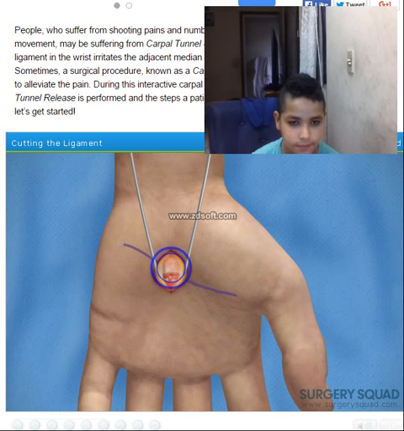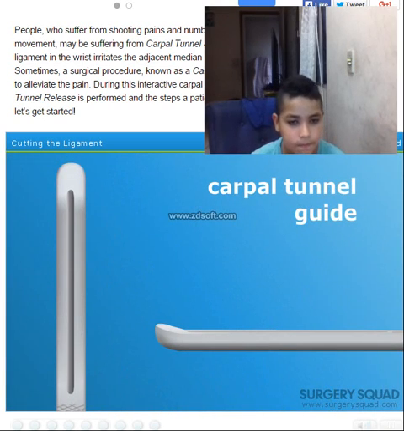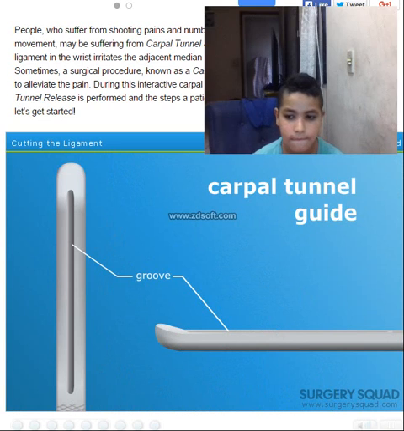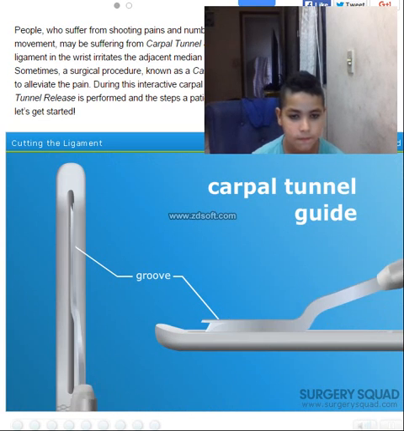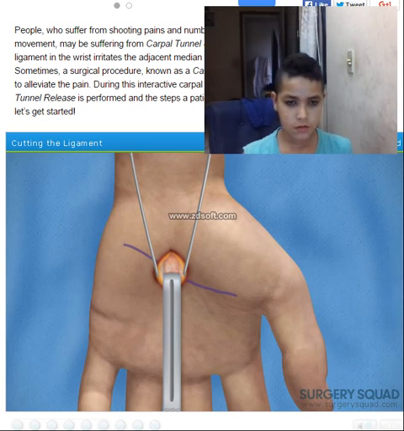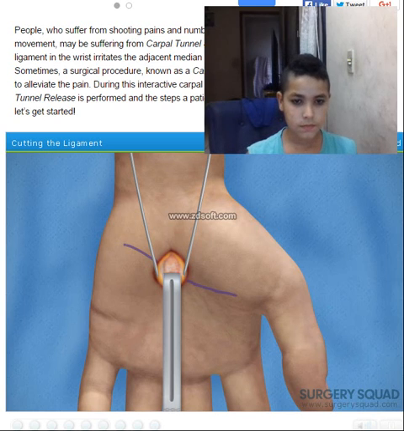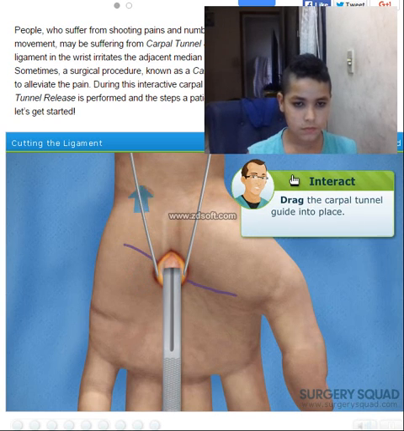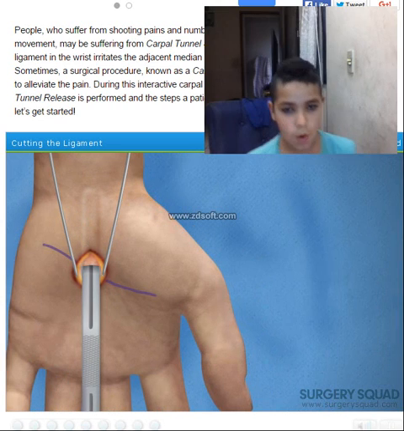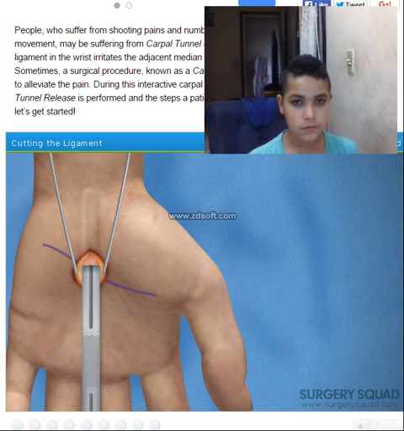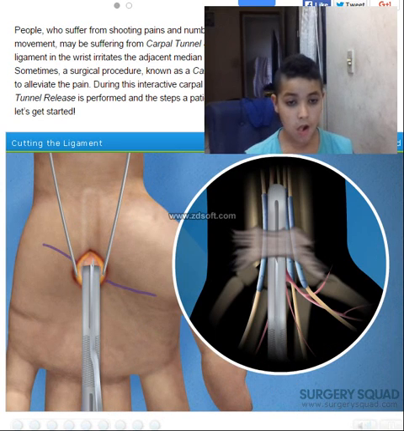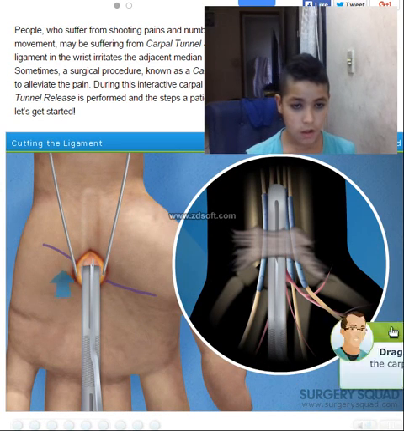With the transverse carpal ligament exposed, I'll need you to slip a carpal tunnel guide into the incision. This is a blunt-tipped instrument with a groove on the upper surface to accommodate a special knife. It is used to protect the underlying nerve and tendons. Go ahead and push the carpal tunnel guide into place. Once it's in position, you'll advance our special knife down the guide to split the carpal ligament. As you push the knife forward, you will feel it cutting through the carpal ligament.